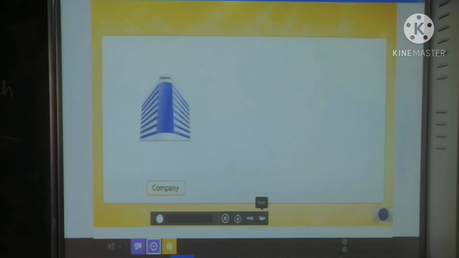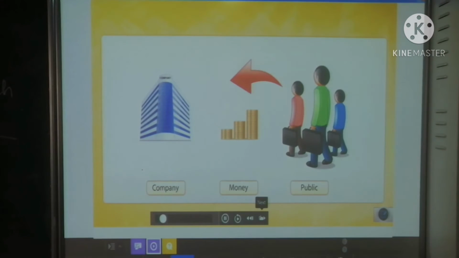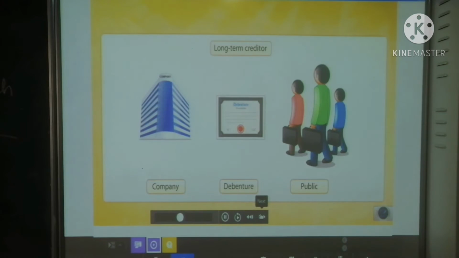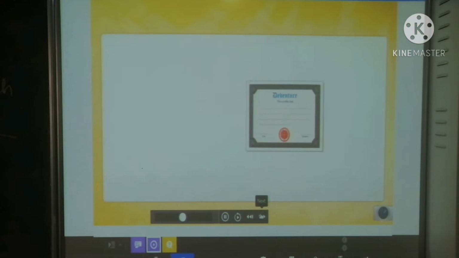When a company borrows money from the public, it issues debentures as an acknowledgement of this borrowing. A debenture is a long-term borrowing by a company, and the debenture holder is a long-term creditor. Debentures can be issued at premium, at par, or at discount.